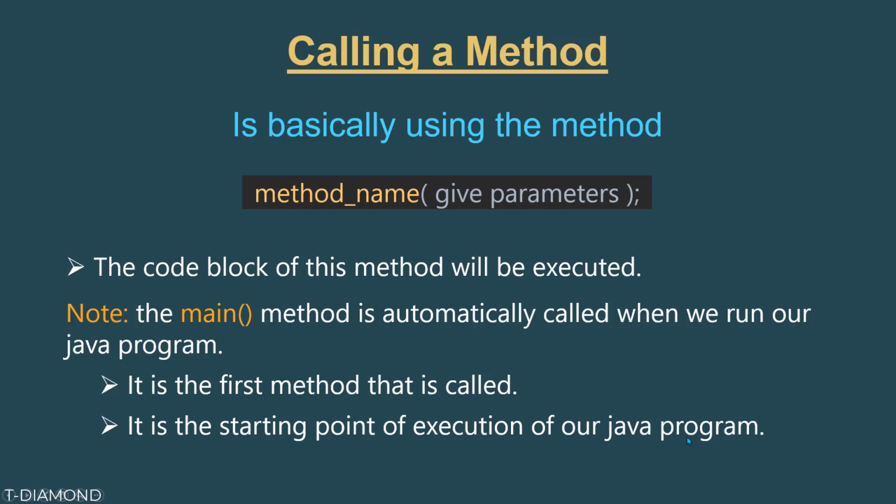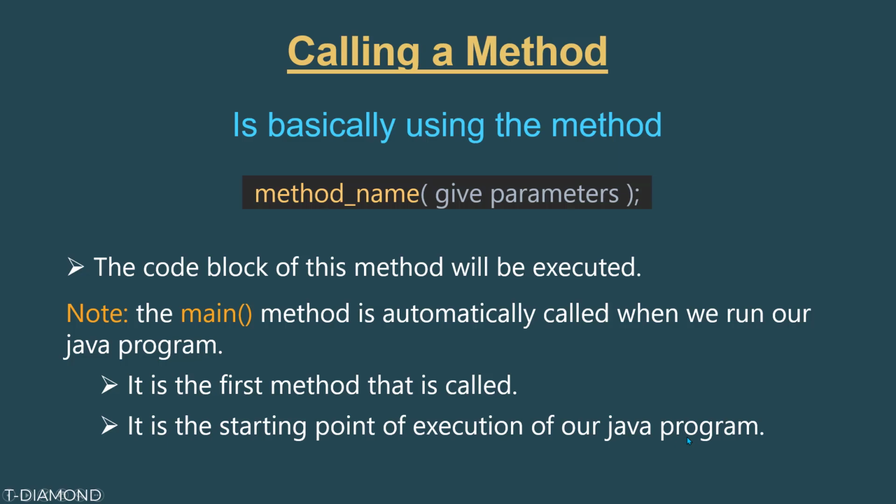Okay, so now you might have an idea that whenever we want to create a Java program, we will write our code inside the main method because it is the first method that will be called. Okay, so all the code that we write inside the body of the main method will be executed whenever we run our Java program.